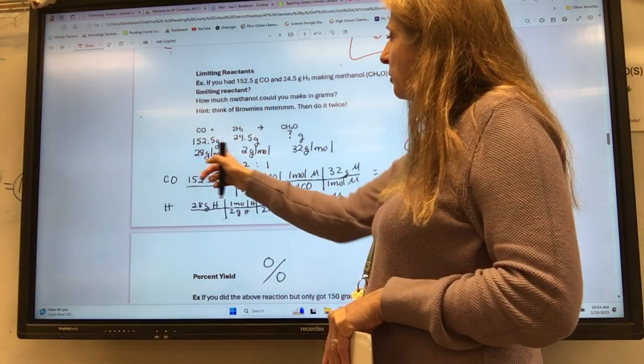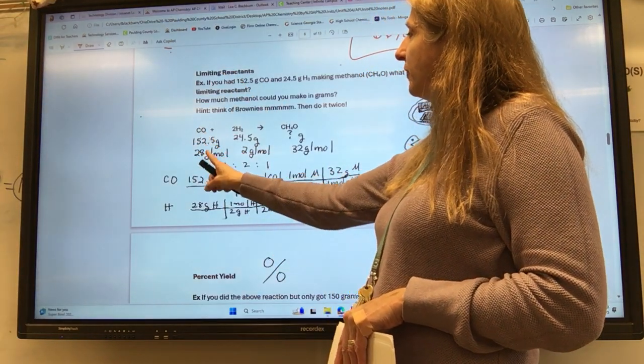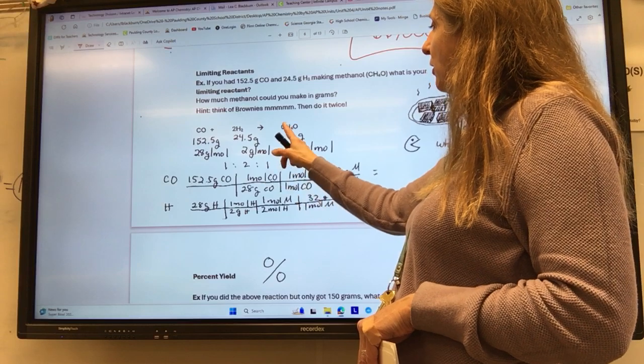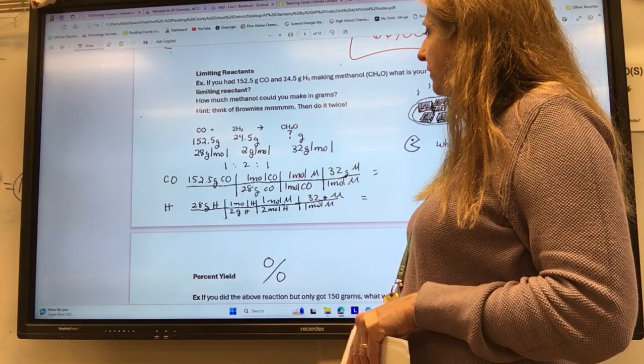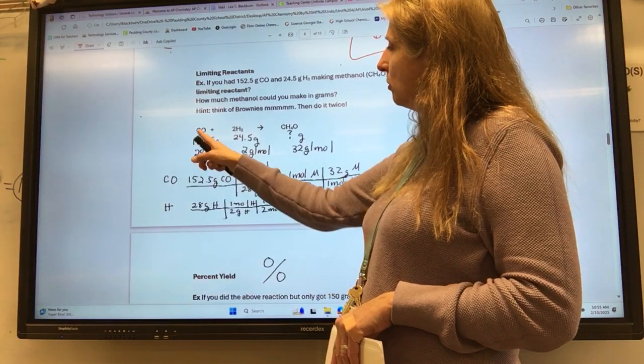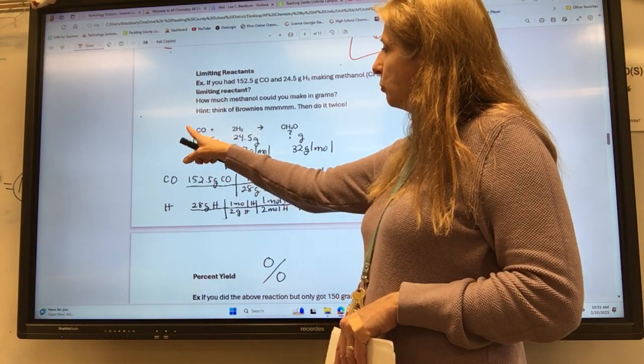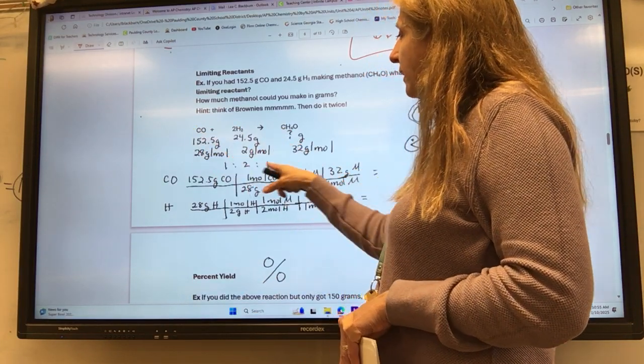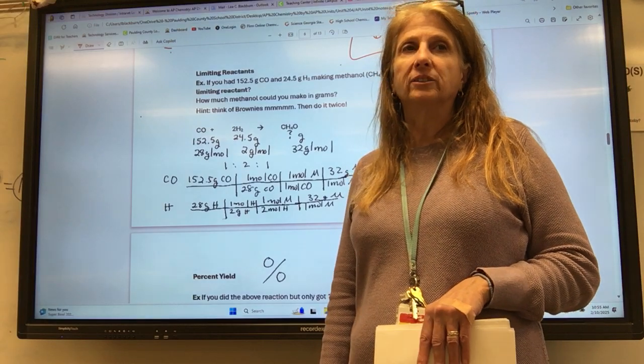M&Ms. So we do the molar mass next. 12 plus 16. 1 plus 1 is 2. 12 plus 4 plus 16 is 32. Then I look at my balanced chemical equation for the next line. It's 1 to 2 to 1. Okay, everybody good so far?